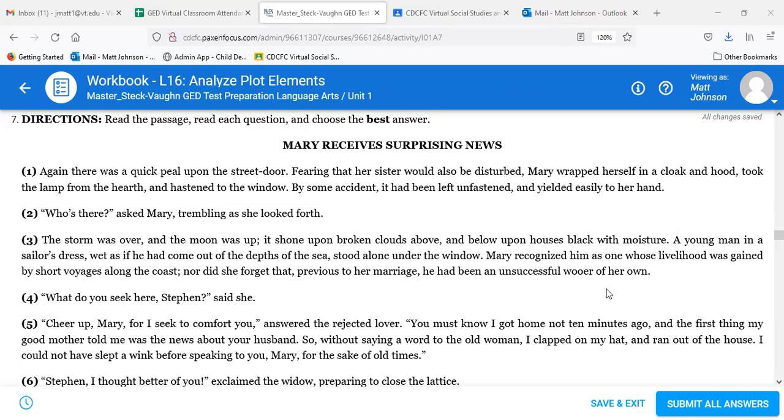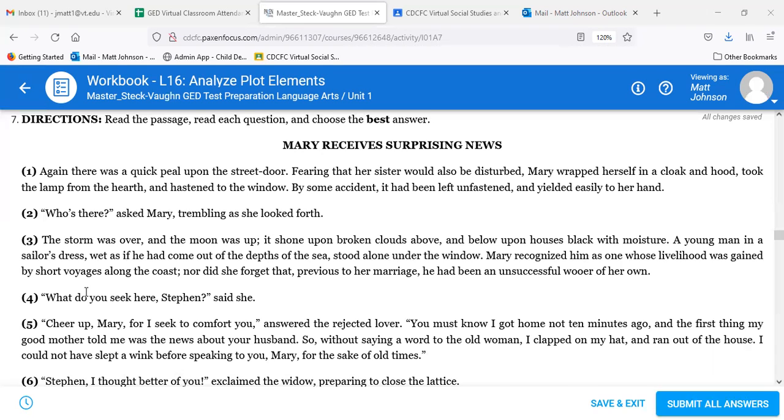Okay. Wooer being a, how can you put it? Somebody trying to court her. I'm trying to think of the word you'd use in modern time. A gentleman caller. It's something like that. It's that idea. He was interested in her. She not so much him, right? Unsuccessful wooer. He was trying to woo her for her attention.